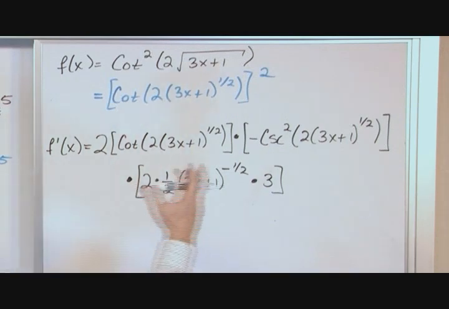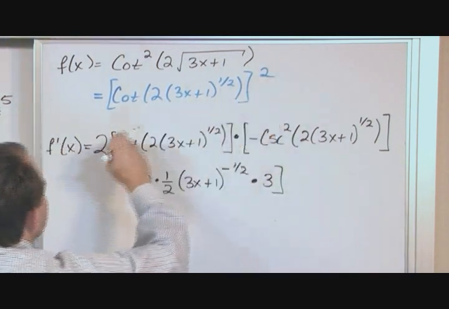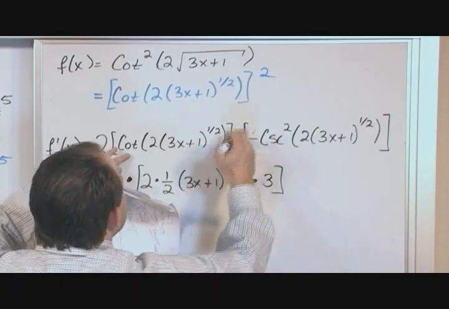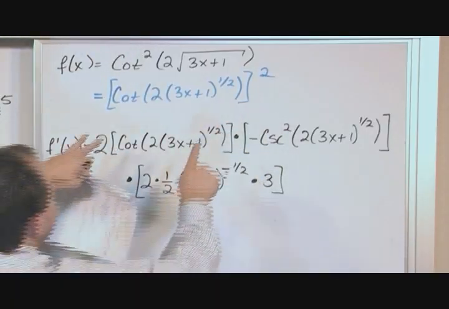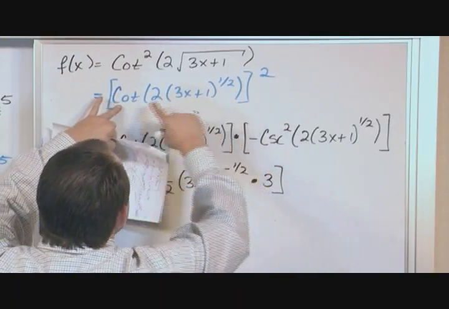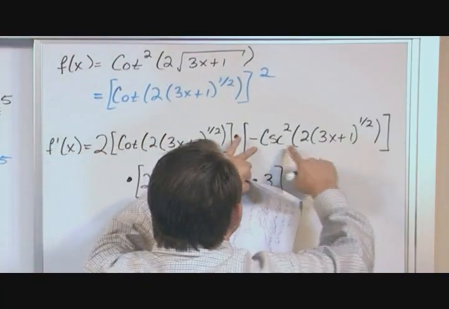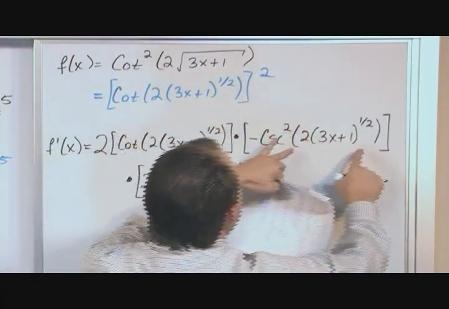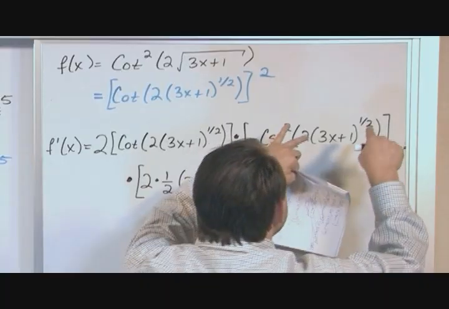What we have is the outer function's this square. So we have 2, everything on the inside, raised to the 1 power. Then we multiply by the derivative of the inside, which is everything here. Derivative of cotangent's negative cosecant squared. So we have this with everything wrapped up inside. Then we have to take the derivative of the inside of here.